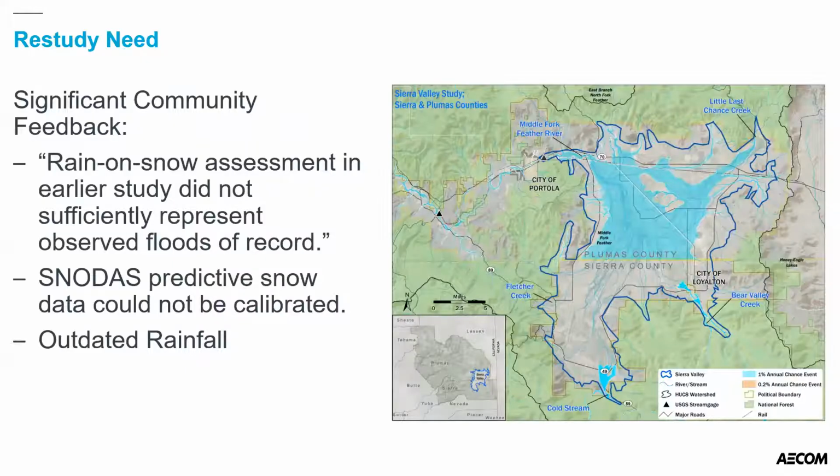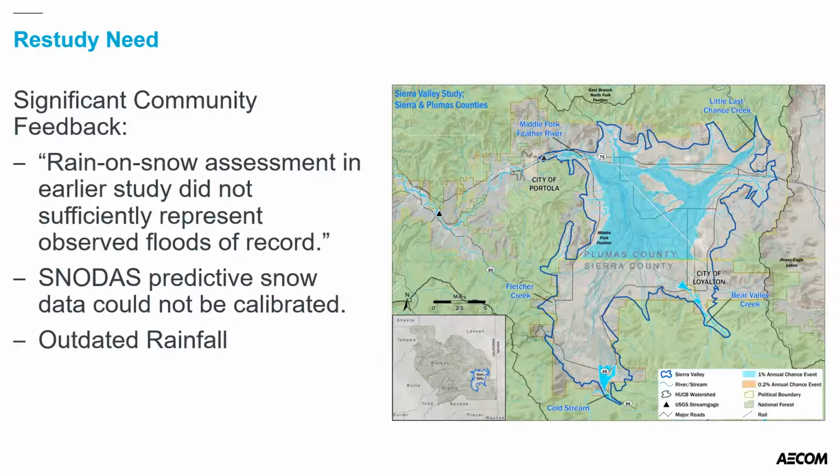So there had been a study conducted for this watershed. It was finished in about 2012, but when the community had a chance to review it, they had some significant feedback, mostly that the rain on snow assessment did not represent the observed floods that all of the communities in this watershed, particularly Loyalton and Portola, had observed. They'd seen it in action, and they hadn't even experienced the flood of record yet, or the current flood of record.